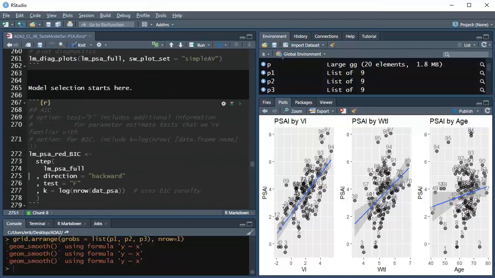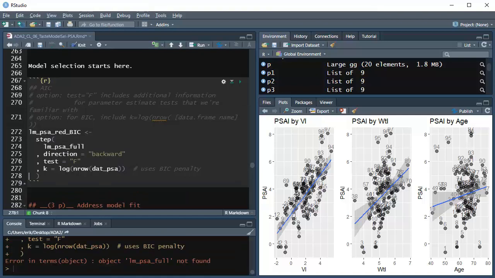So if I page back down, for BIC, I say in this comment, for BIC, include k equals the log of the number of rows of your data frame. And so that's what this is, the log. This log, by the way, is the natural log, base e, of the number of rows of the data set. So that is the appropriate BIC penalty. So now I'm going to run this.